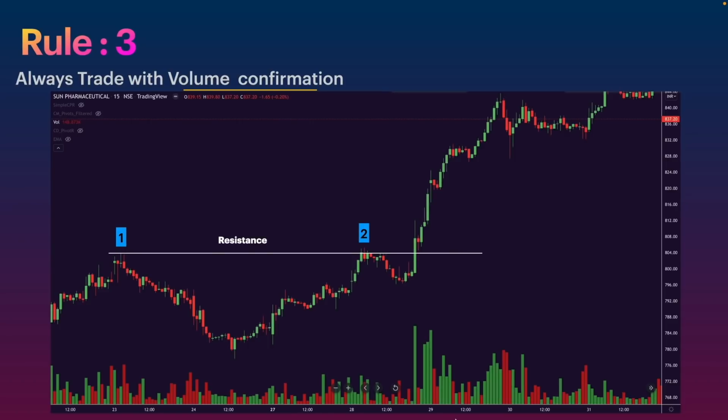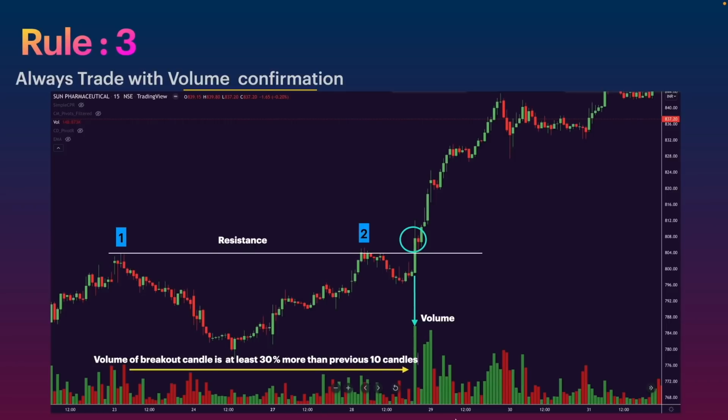Now after this what happened? The stock consolidated for a while, it went down and immediately it went up, right? So this was our breakout candle and this candle had volume confirmation. Can you see the volume of this candle compared to the previous candles? The volume of the breakout candle is at least 30% more than the previous 10 candles, right?